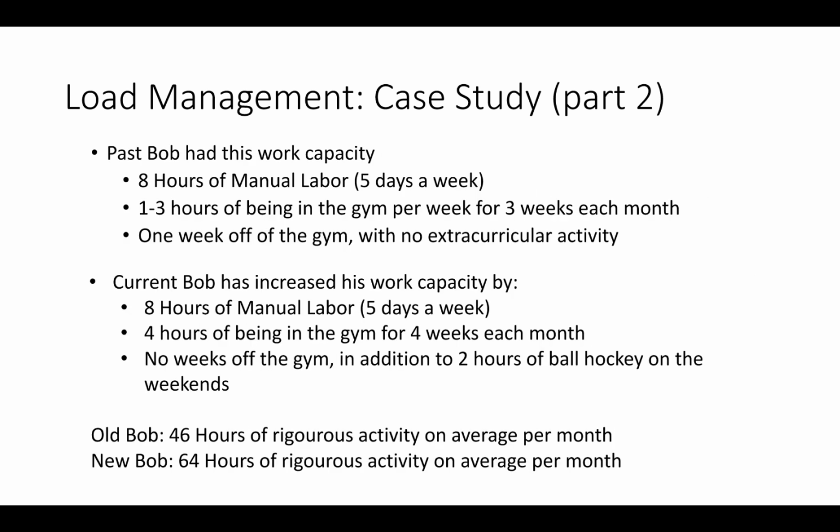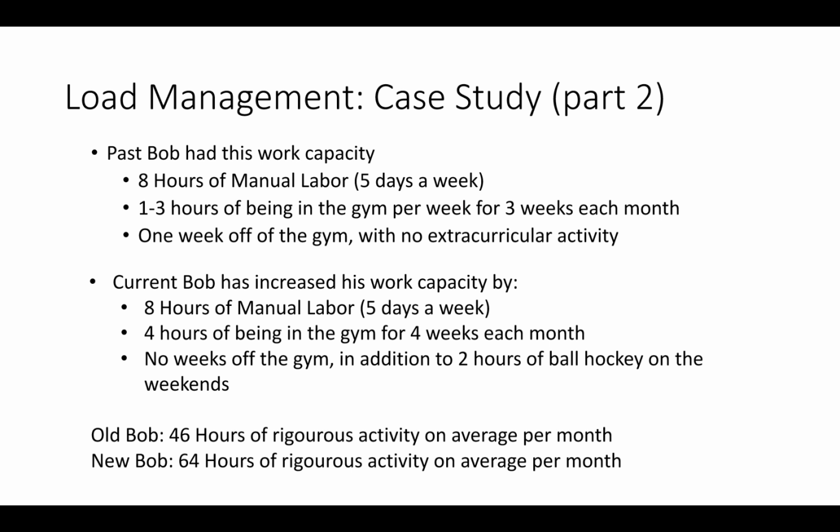Well, if we look at Bob's past work capacity, he's worked about 8 hours a day, 5 days a week in a manual labor job. He previously went 1 to 3 hours in the gym per week, for 3 weeks each month, because he missed 1 week off the gym, and he had no extracurricular activity. Overnight, he chose to go from that into still working his 8 hours of manual labor for 5 days a week, but now he's in the gym for 4 hours, for 4 weeks each month. And now he doesn't have any weeks off the gym, in addition to about 2 hours of ball hockey on the weekends. So if you look at old Bob, he had about 46 hours of rigorous activity per month.